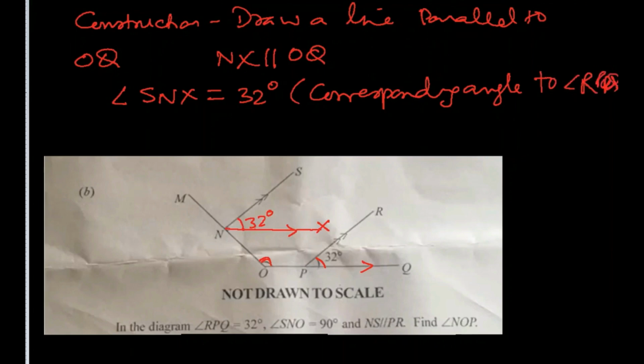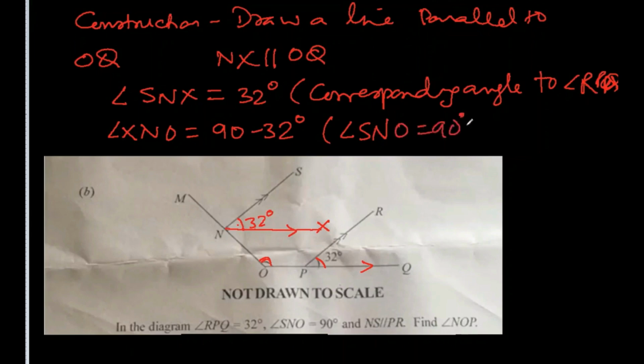Okay, now since this is 32 and the total is 90, angle XNO will be 90 minus 32 degrees, because angle SNO is equal to 90 degrees, given. Alright, so 90 minus 32, that will be 58 degrees. So this angle is 58 degrees.